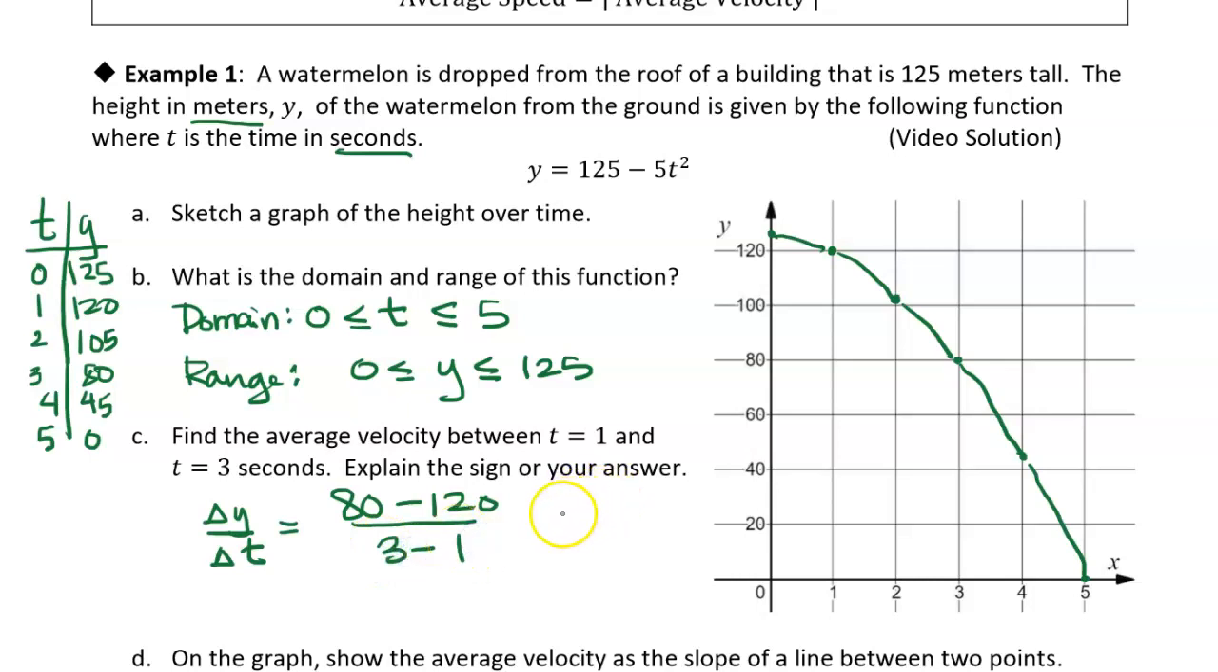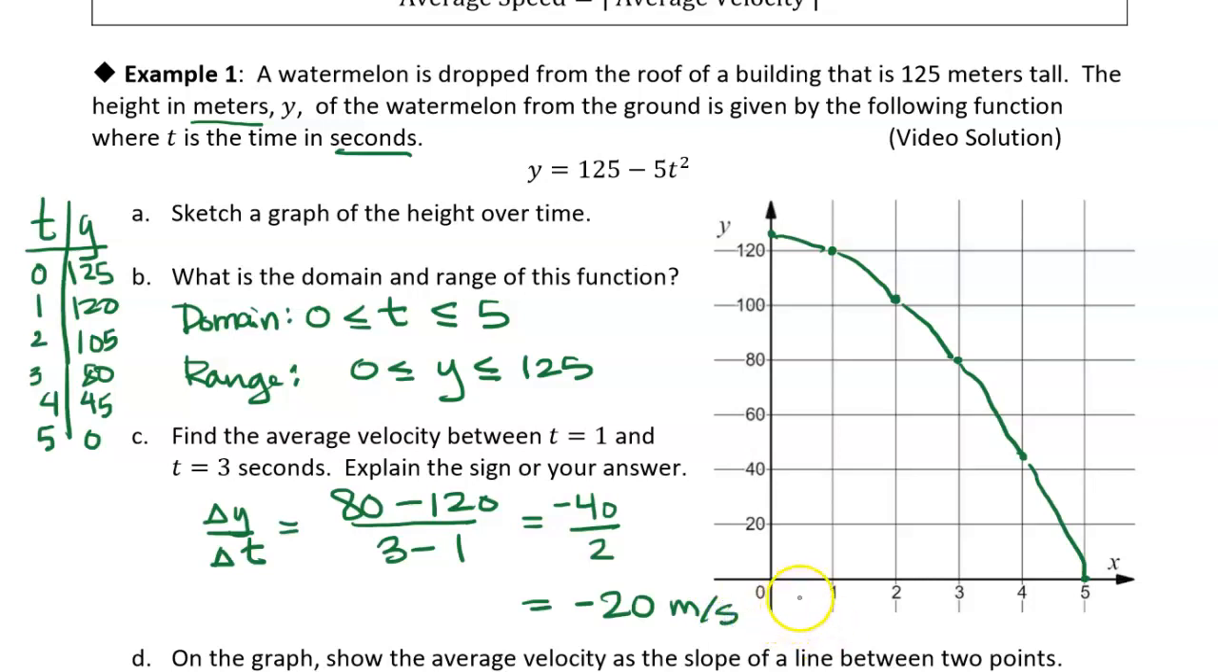Now, you'll see when I take 80 and subtract 120, I get a minus 40. And that's over 2. And I can reduce that down to a negative 20. Actually, I'm going to write it down here. Equals negative 20. And I'm going to include the units, right? Now, I know the units of this because the distance was in meters and the time was in seconds. This is meters per second.